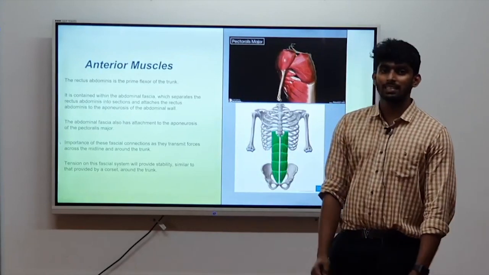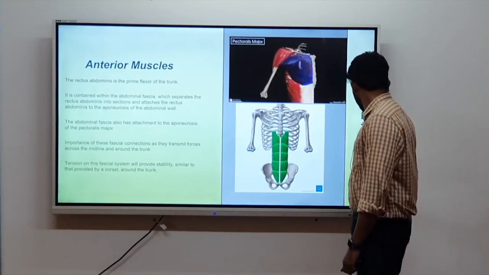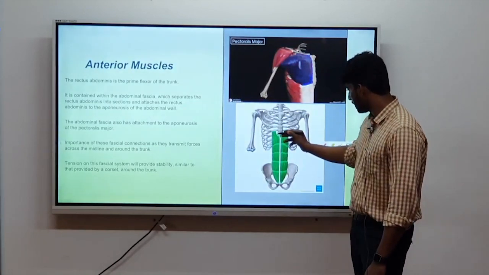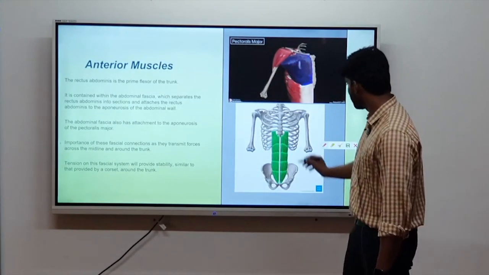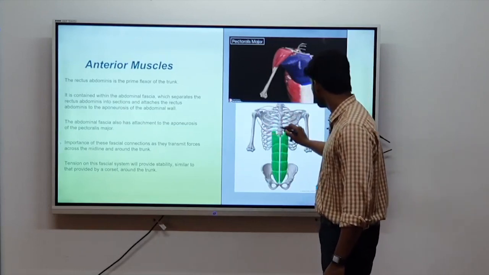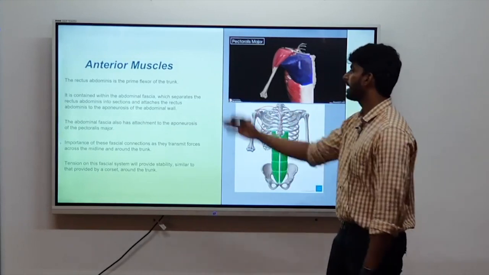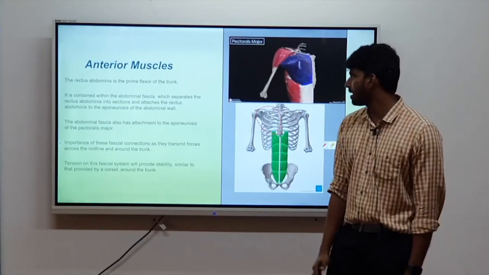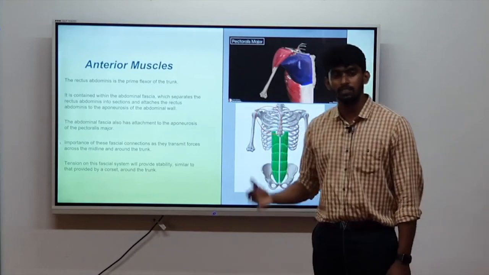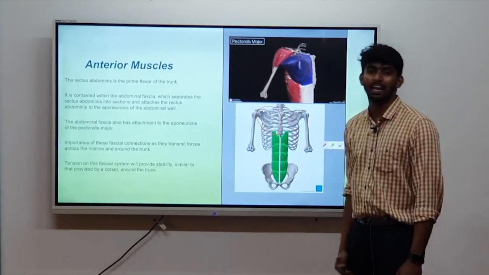Now we are going to discuss the anterior structures. The main anterior structure muscles are the abdominal muscles, which have a connection over the pectoralis major. The rectus abdominis is a prime flexor of the trunk and one of the important muscles which will be able to stabilize the hip in its alignment.